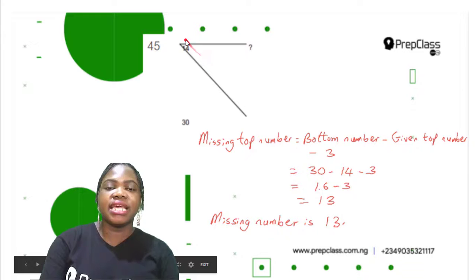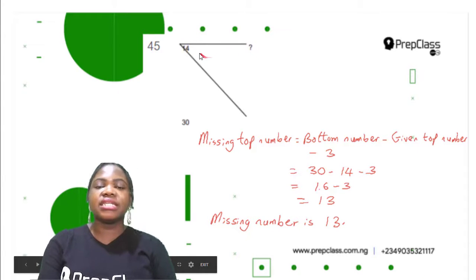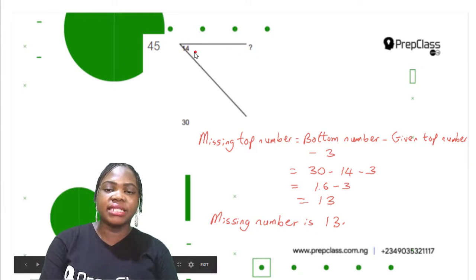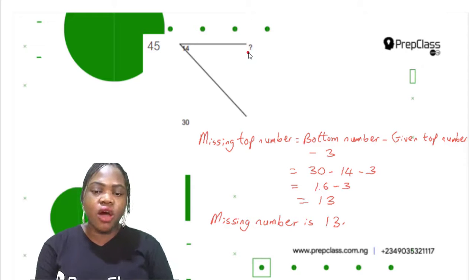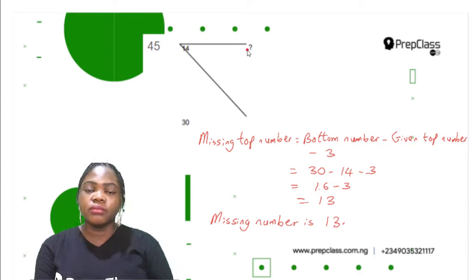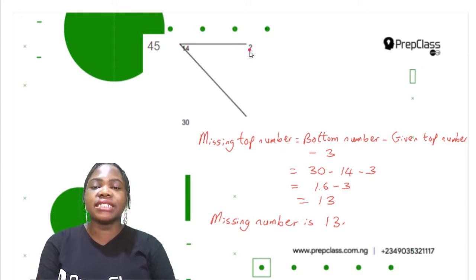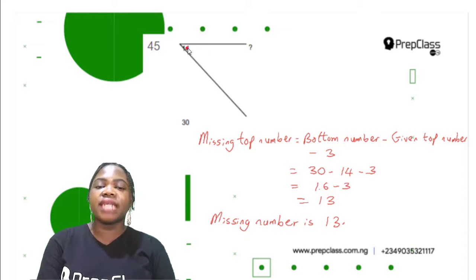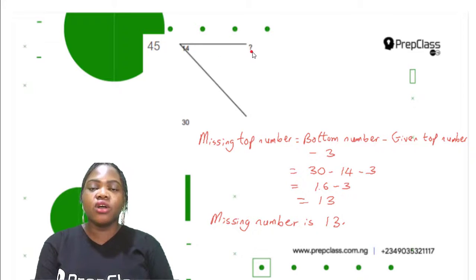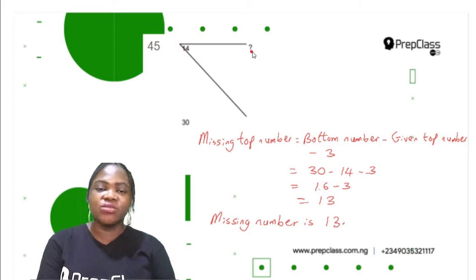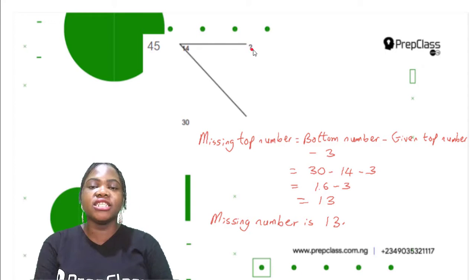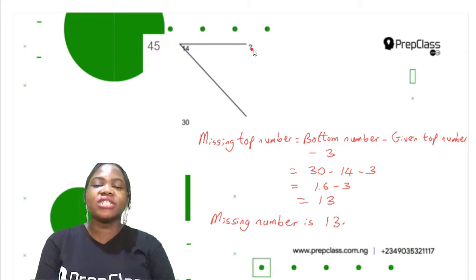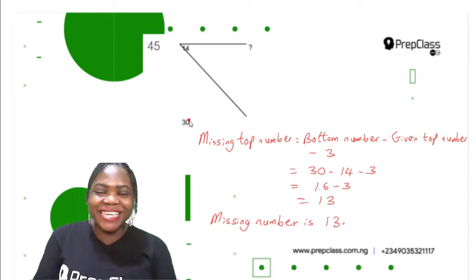Okay, so we have 14 and 13. 14 is an even number because it ends in 4. 13 is an odd number, that's the missing number. 13 is an odd number because it ends in 3. So one of them is an even number, the other is an odd number. So what do we do? We add 3. So 14 plus 13 is what? 27. Then 27 plus 3 is 30.